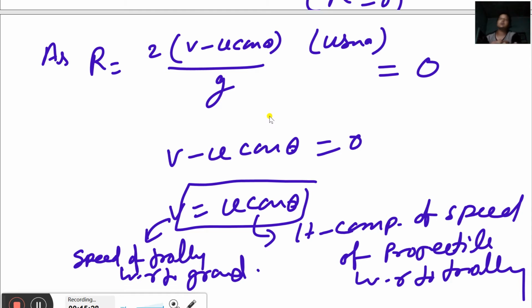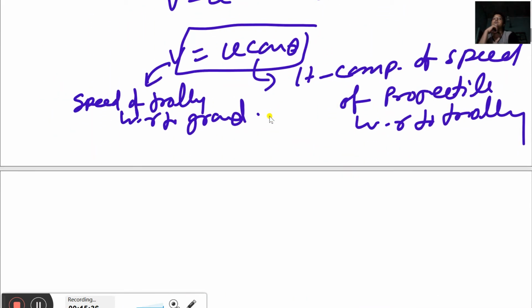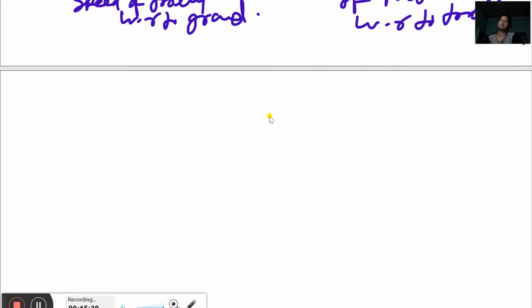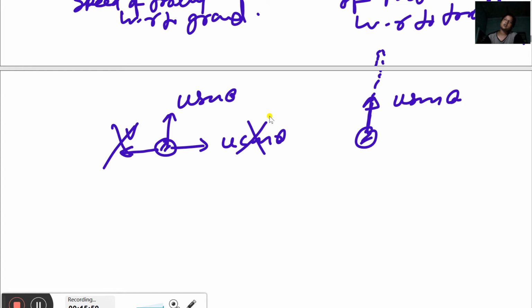Then in this case there is no range. No range means ground observer, projectile has u cos theta and v, and both are equal, so they cancel out. So the ground observer only sees that the body is moving like this and falls under gravity, and there is no range.